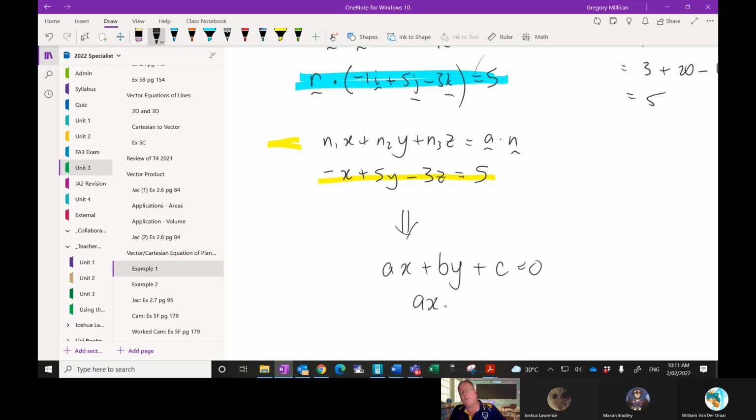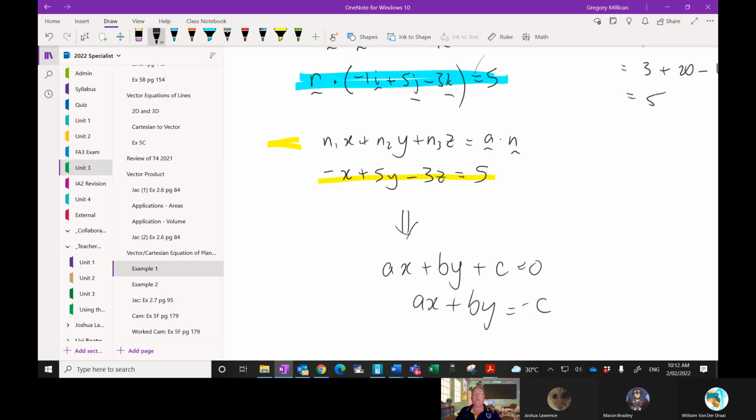If I just reorganize that, it's in the form that we're familiar with: a coefficient of x, a coefficient of y, because a line's only got x and y components, it doesn't have a z part, equals a constant. I could make that positive c, it doesn't really make any difference. That's what we're comfortable with doing. So negative x plus 5y minus 3z feels like a Cartesian equation that I can deal with.